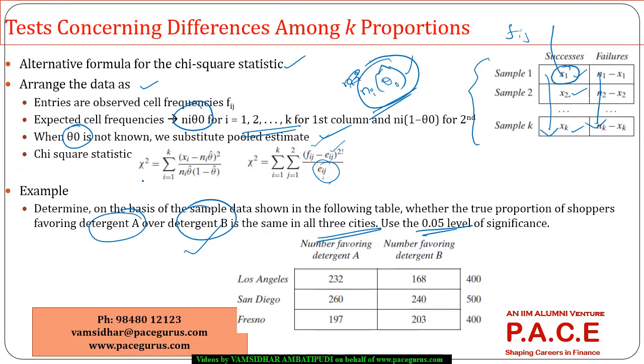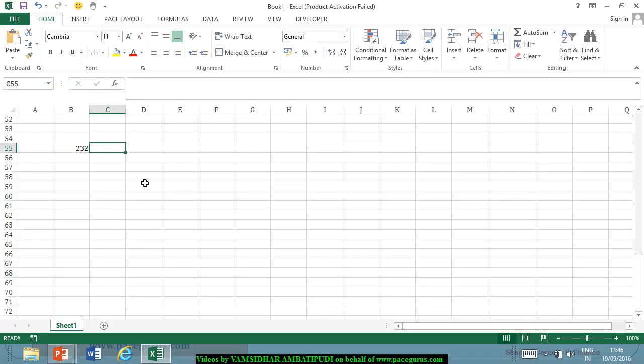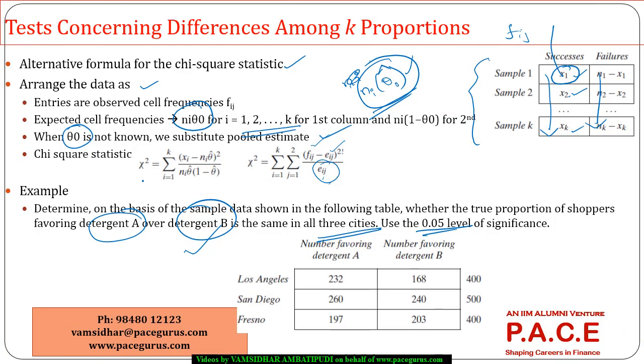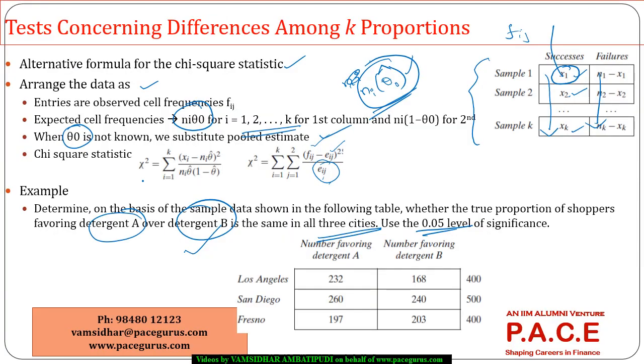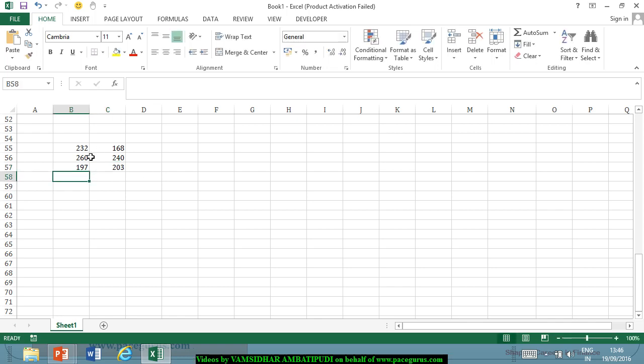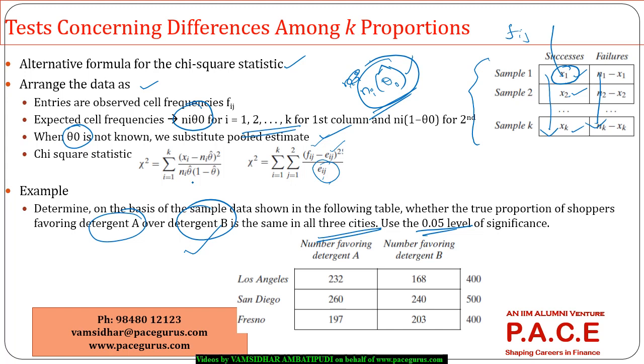So let me take the first set, 232 and 168, then 260 and 240, where the 260 are the people who are favoring detergent A, and 240 are people who are favoring detergent B. This is 197, this is 203. So these are all the observed frequencies, right? But now I want to find out my expected values for each one.